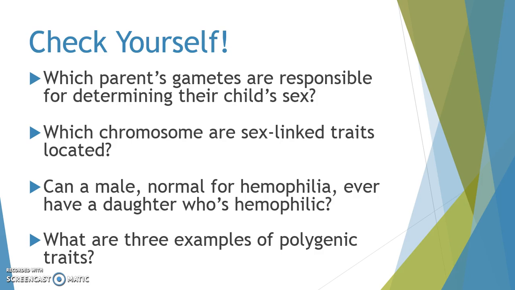So check yourself. Which parent's gametes are responsible for determining their child's sex? Which chromosome are sex-linked traits located? Can a male normal for hemophilia ever have a daughter who's hemophilic? And what are 3 examples of polygenic inheritance?